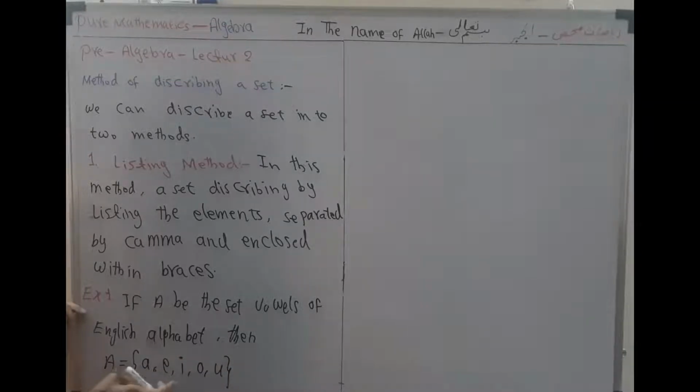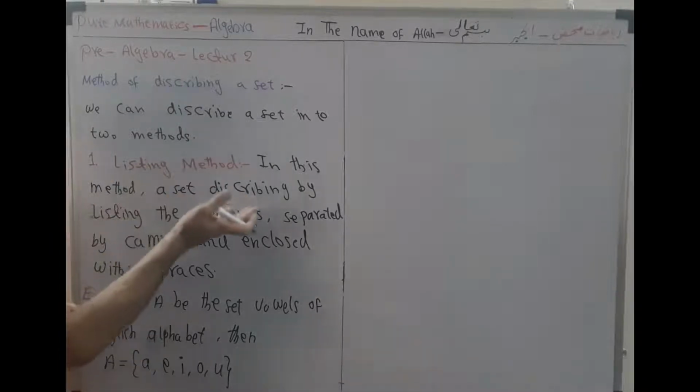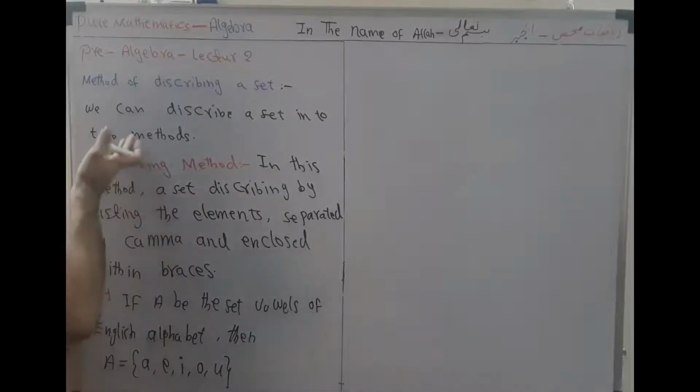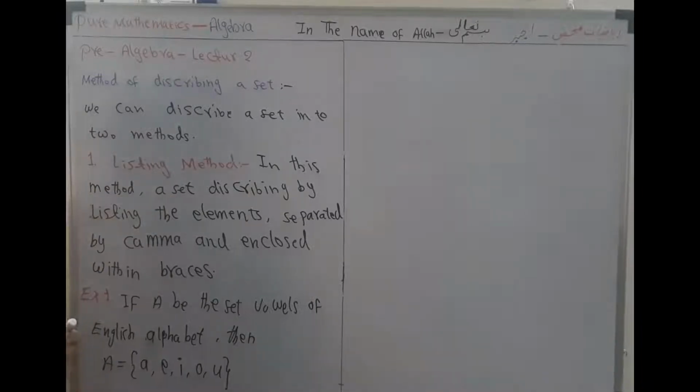We list each letter or each element written inside these two braces, and they are separated by comma. It's called listing method of describing a set.